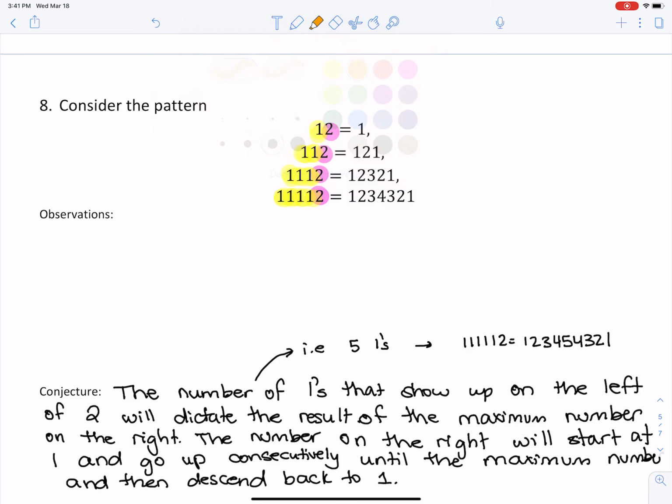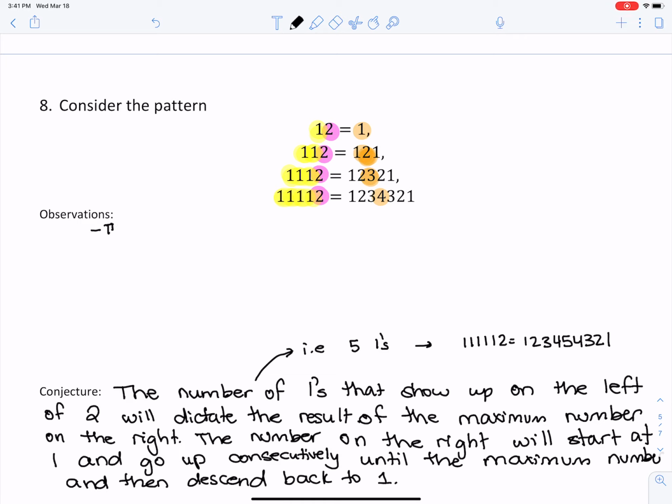Now when I look on the right-hand side, I notice that the number of 1s also correspond to the maximum number that is shown in this sort of pyramid scheme of numbers. The maximum number is a 2 when there was 2 1s. So the number on the right-hand side starts at a 1, goes up to that maximum number, and then goes back down to 1. When there were 3 1s, I noticed that the number went 1, 2, 3, which is the maximum number of 1s, back down 2 and 1. So that's my observations. I'll just kind of put them in point form notes here.